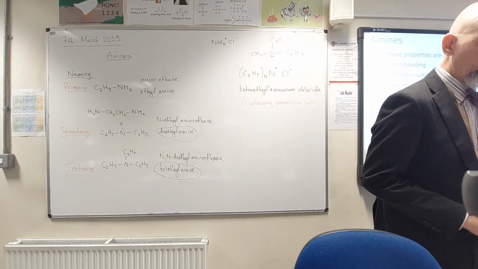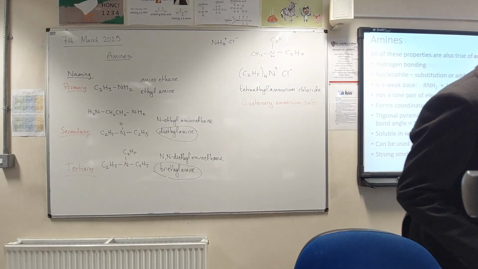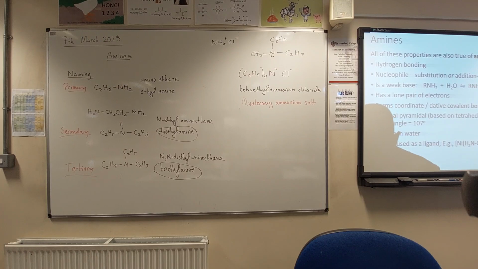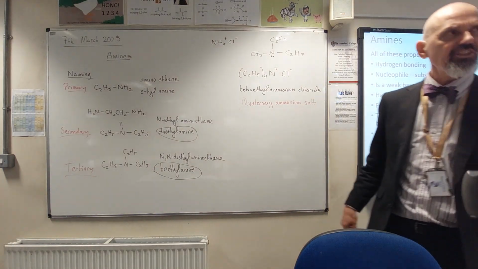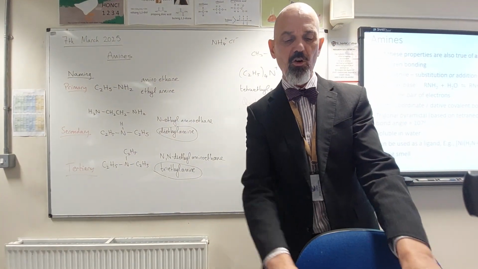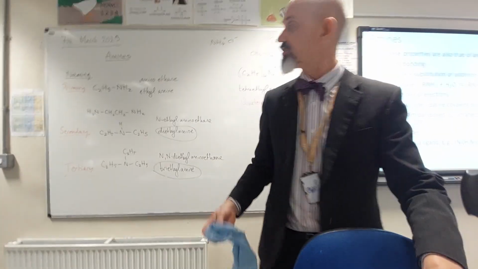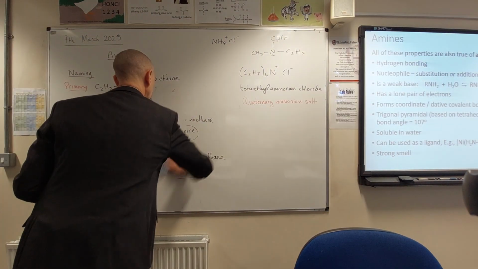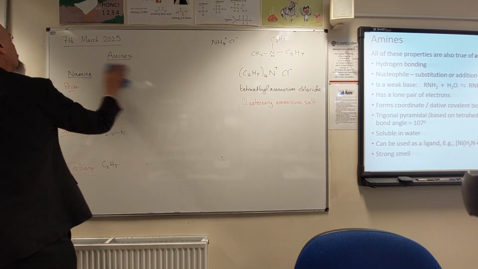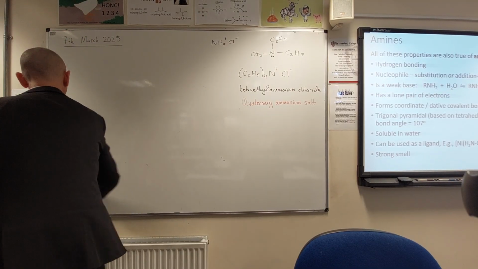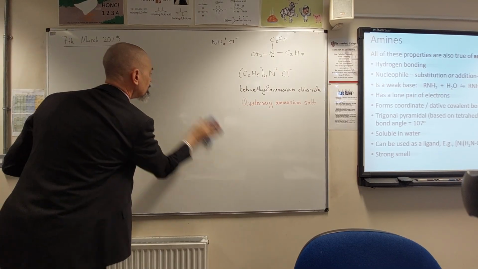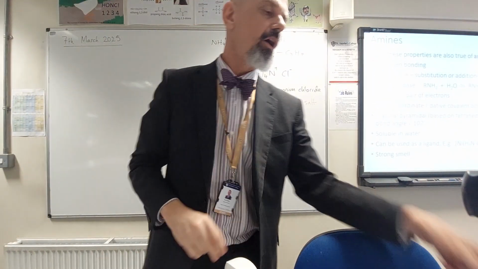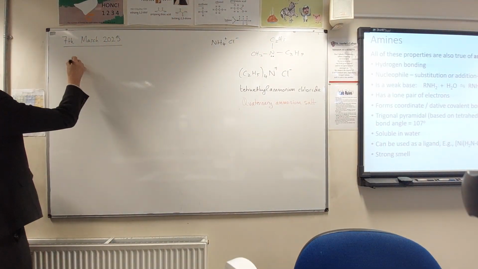We mentioned that ammonia and amines act as good nucleophiles. Let's just recap the mechanism for nucleophilic substitution of bromoethane.